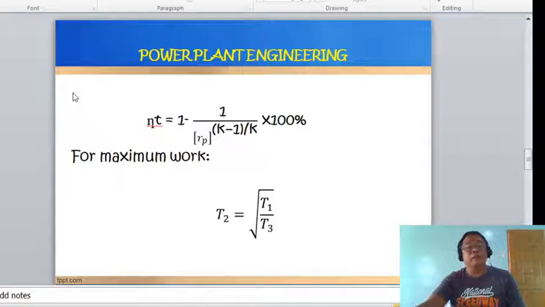Okay? So, for the maximum work of the system, T sub 2 is equal to the square root of T sub 1 times T sub 3. Take note, class, of this equation. If you use this equation, getting T sub 2 using T sub 1 and T sub 3, you will find a work which is a maximum. Okay?